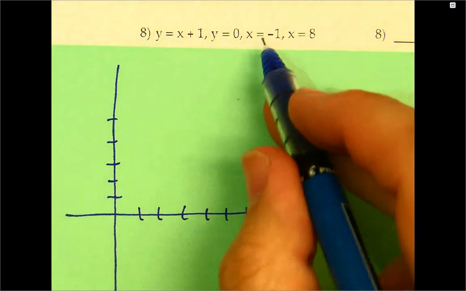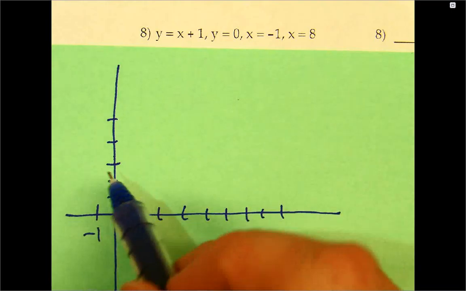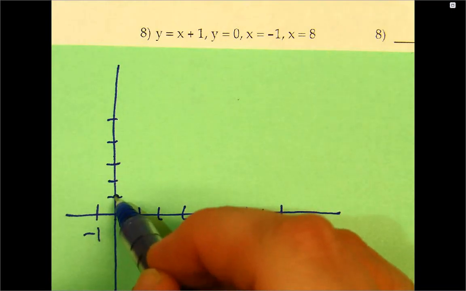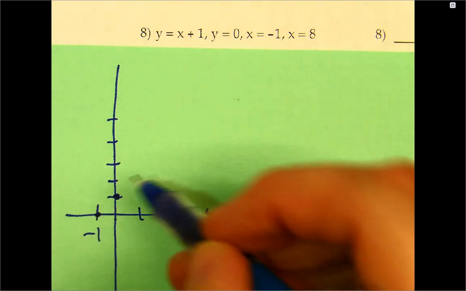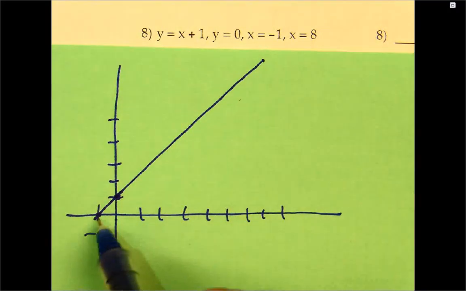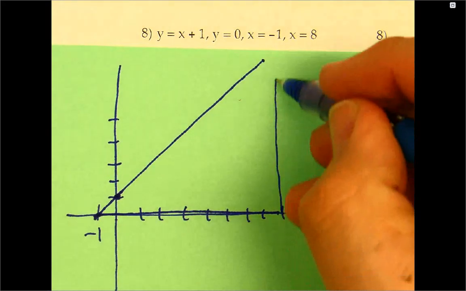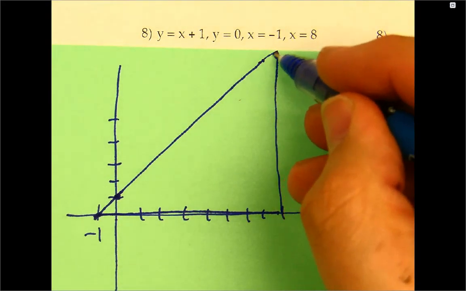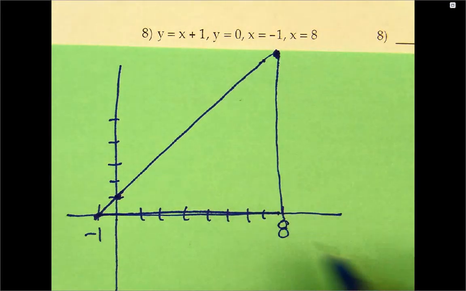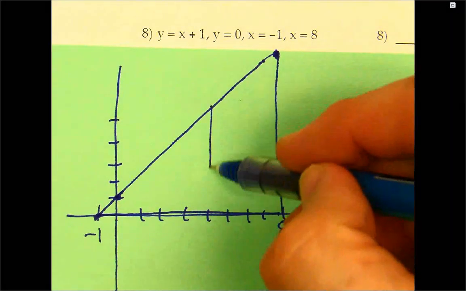Because we're going from negative 1. The x plus 1 is going to be here. It's going to go from here all the way up like that, and it's going to be here, and it's going to be over here. So I'm going to go from negative 1 to 8. Now, my rectangle is going to be like this.